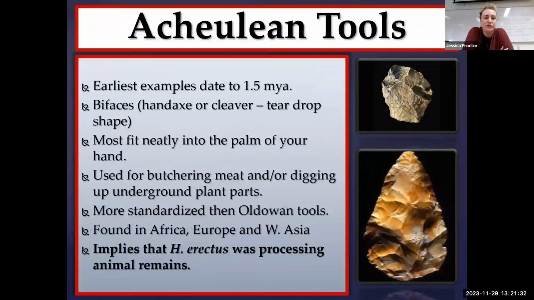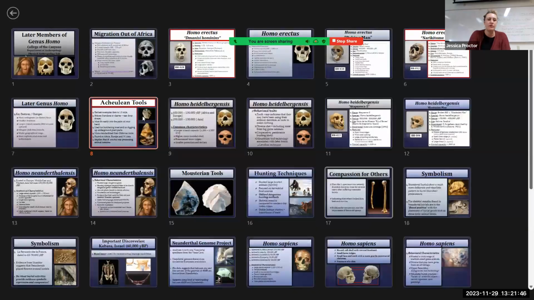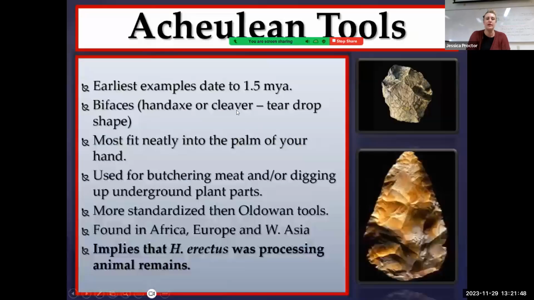All right, so here's those Acheulean tools that I was talking about. So when you're looking at this picture, they look kind of teardrop shaped. So it's this teardrop shape that you see here. And they're called bifaces or hand axes because there's two distinct sides. And so this teardrop shape you can very neatly fit into the palm of your hand.